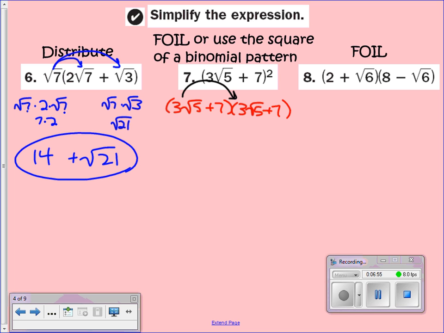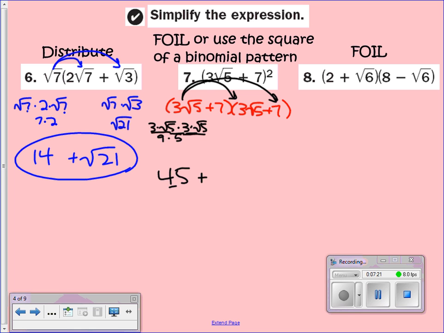All right, think about this one. 3 times the square root of 5 times 3 times the square root of 5. Well, that gives me 9 times the square root of 5 times the square root of 5. Hey, that's 5. This times this equals 45 because there's your 9 and there's your 5. 9 times 5. Now let's do the other ones.